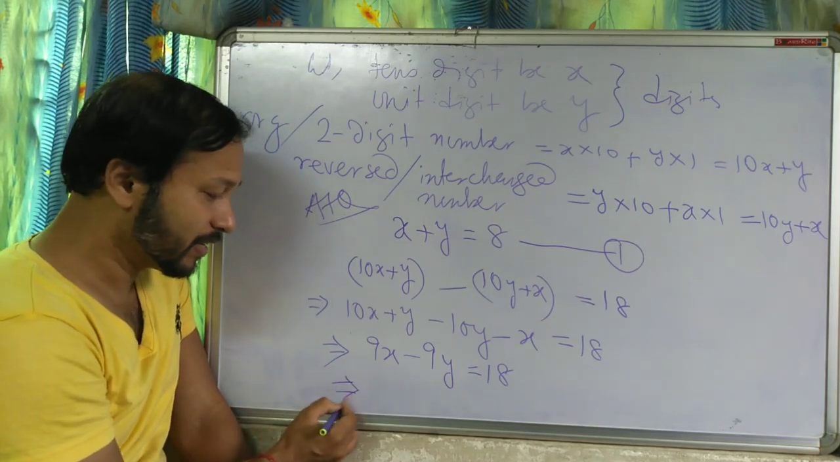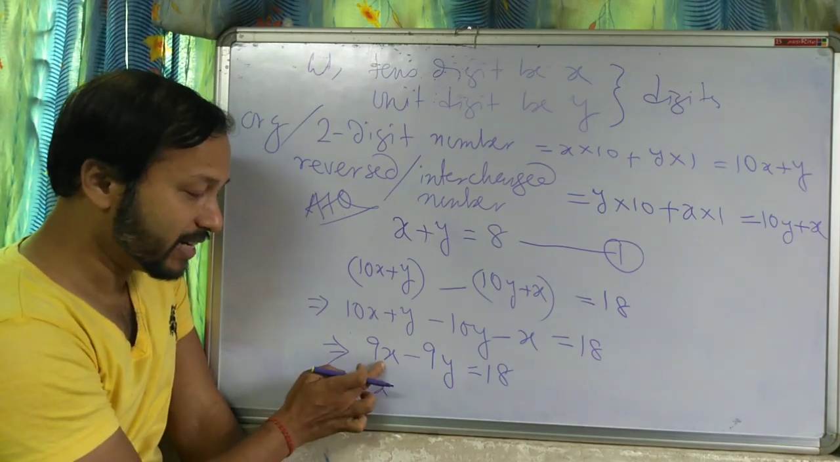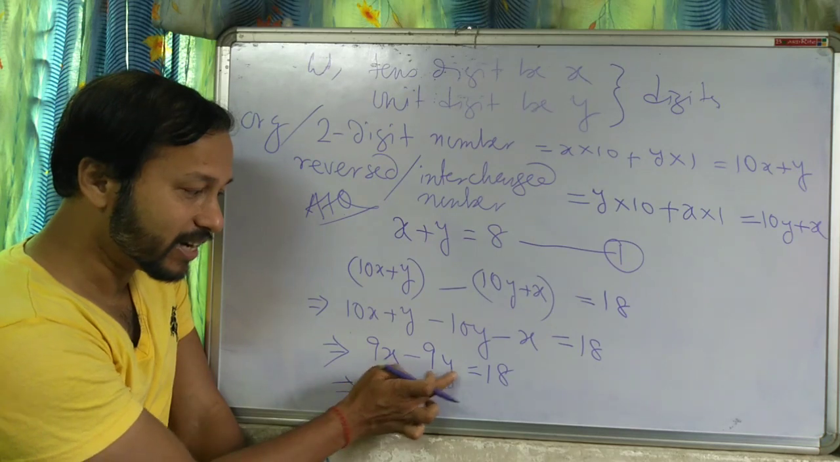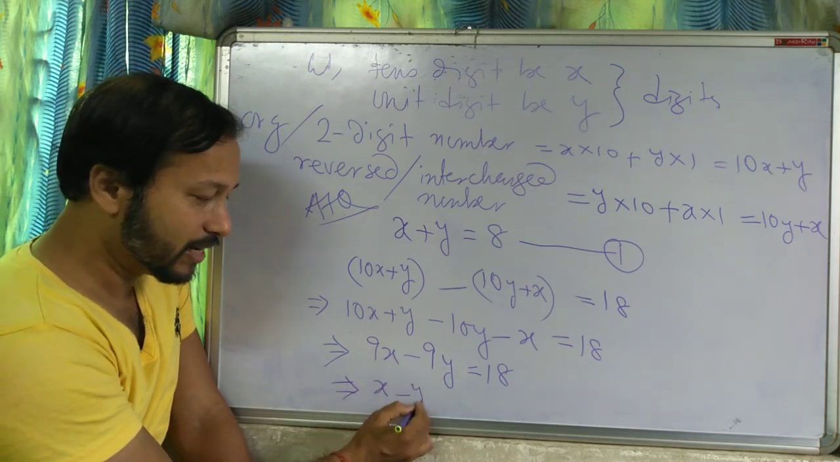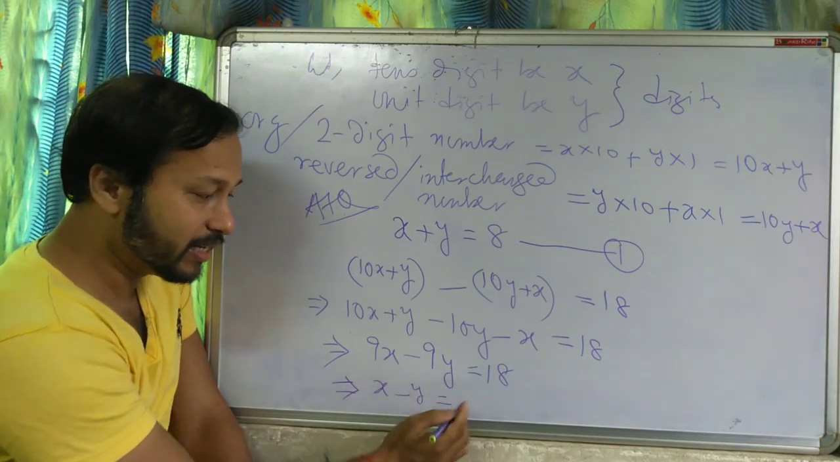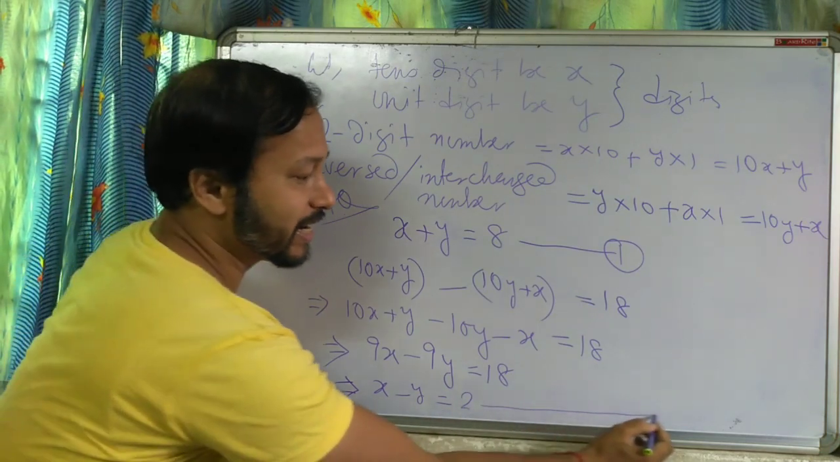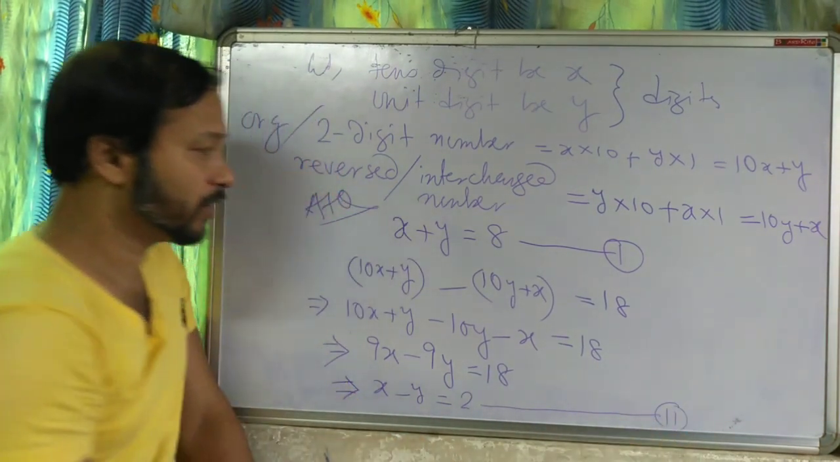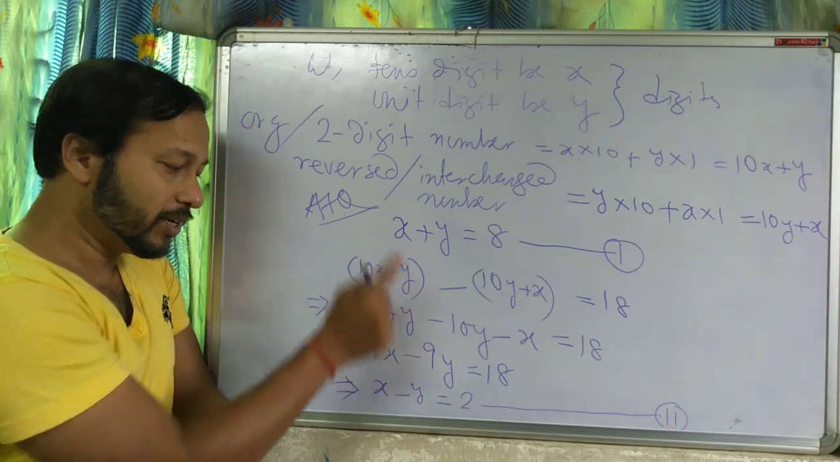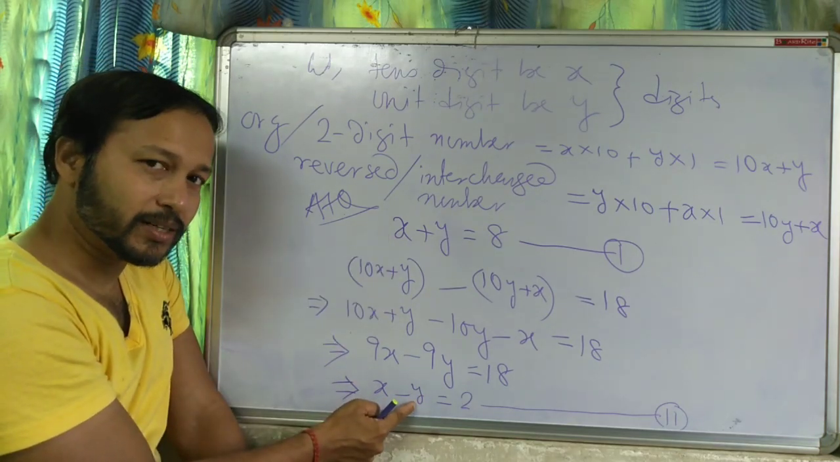What you are getting? If you divide this by 9, x. If you divide this by 9, y. If you divide this by 9, 2. So this is my second equation. So you know the first equation, you know the second equation.